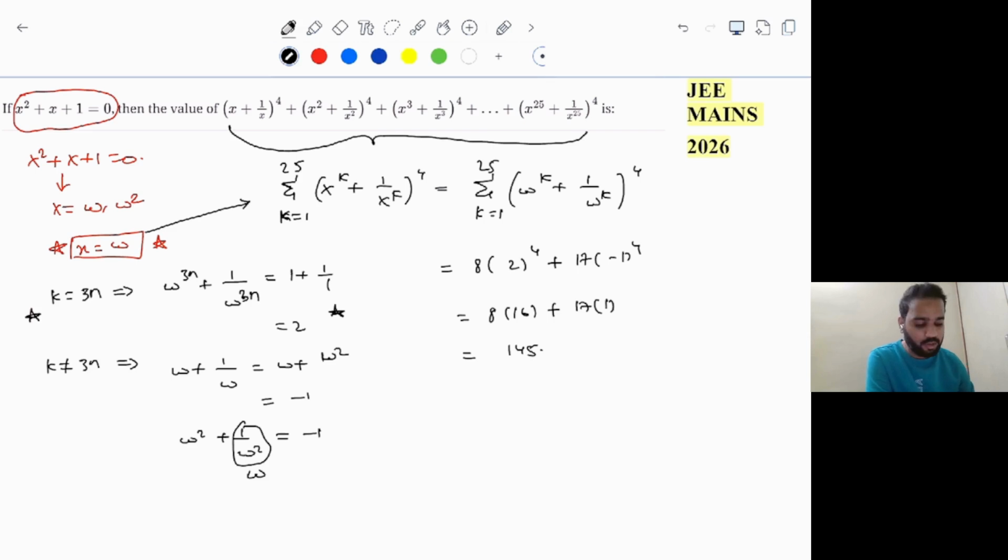Okay. So if you know this idea, that is taking the case of k equals 3n and k not equal to 3n, these kinds of questions are very easy. As I told, this is not a difficult question. It is one of the frequently asked questions in JEE Mains, especially in the recent past. I hope it is clear.